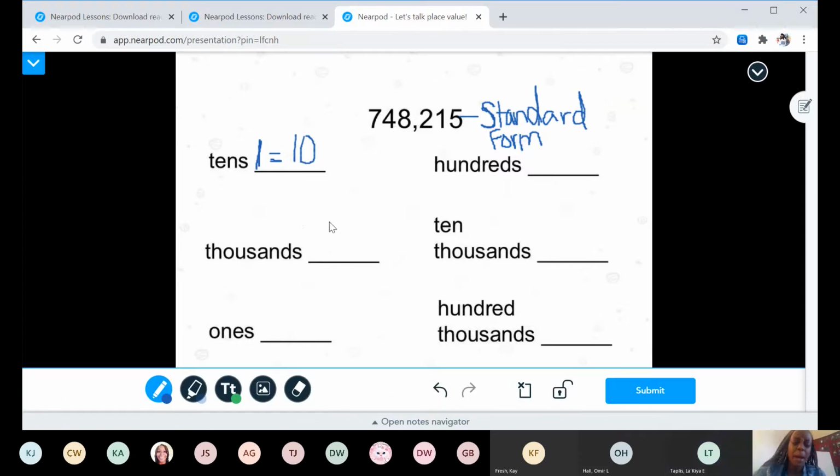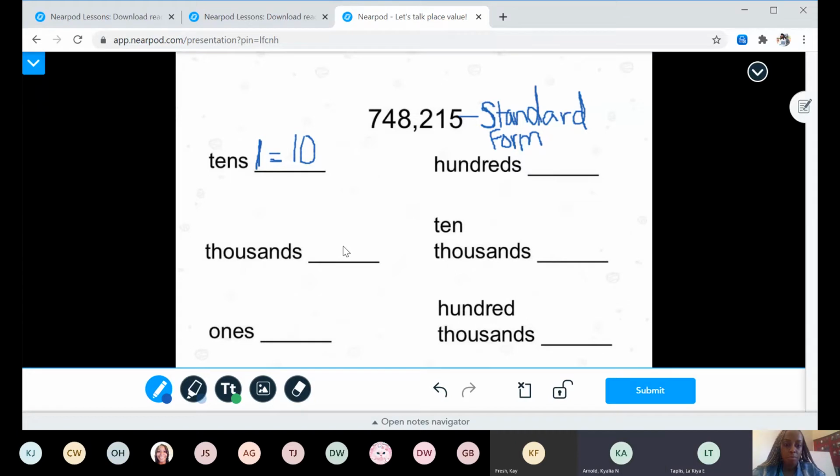So now next, somebody walk me through this. Which digit? And remember, a digit is 0 through 9. So 0, 1, 2, 3, 4, 5, 6, 7, 8, or 9. What digit is in the thousands place? Raise your hand and Miss Fresh is going to call on you. Go ahead, Lily. What digit is in the thousands place, Lily?